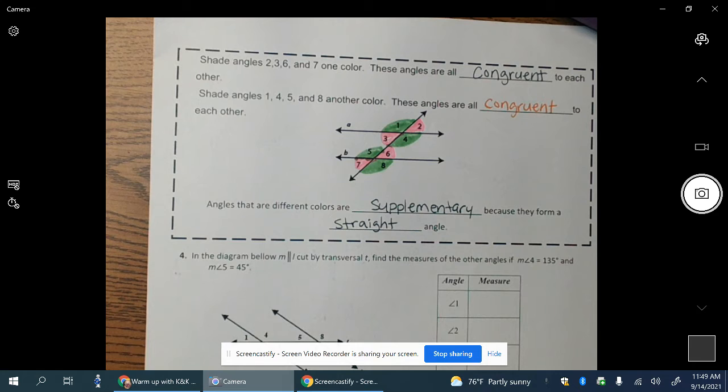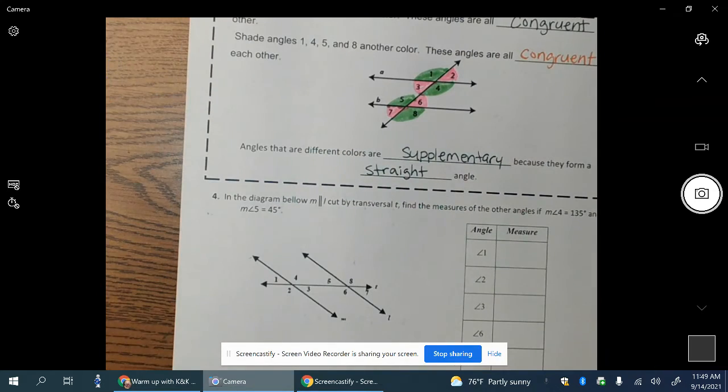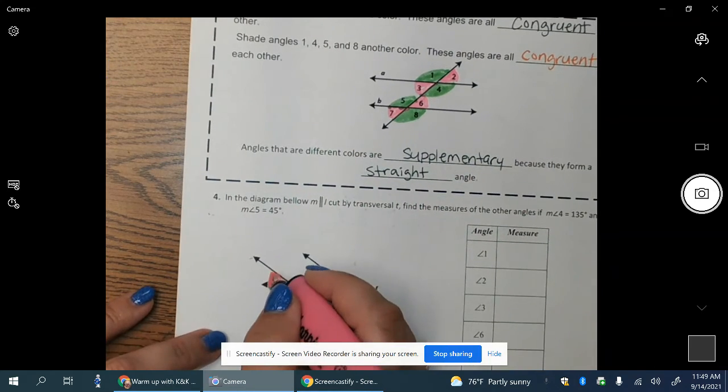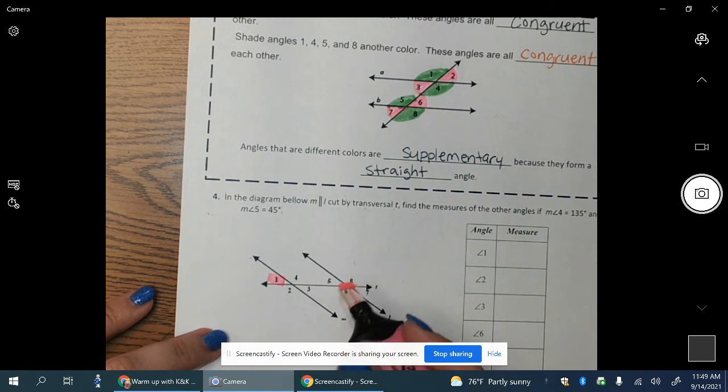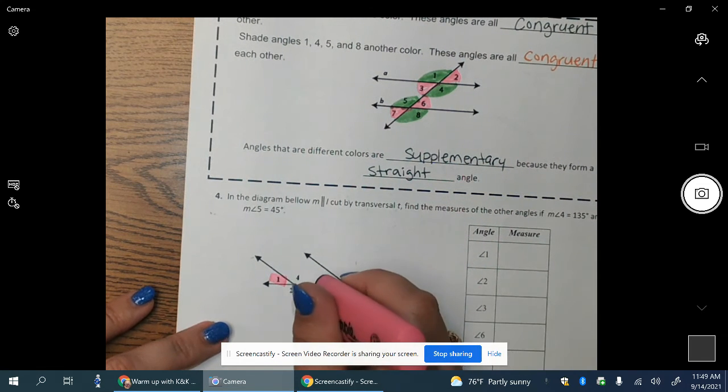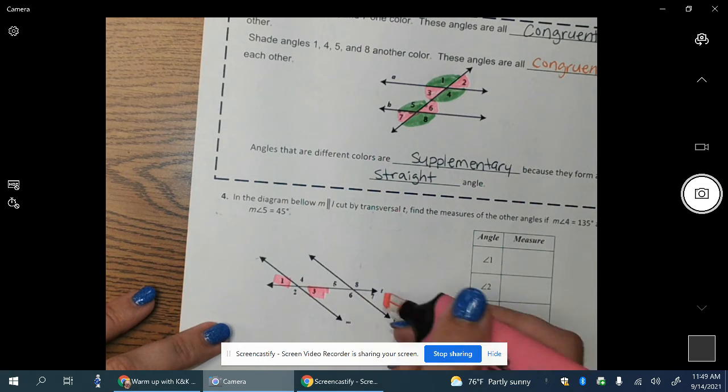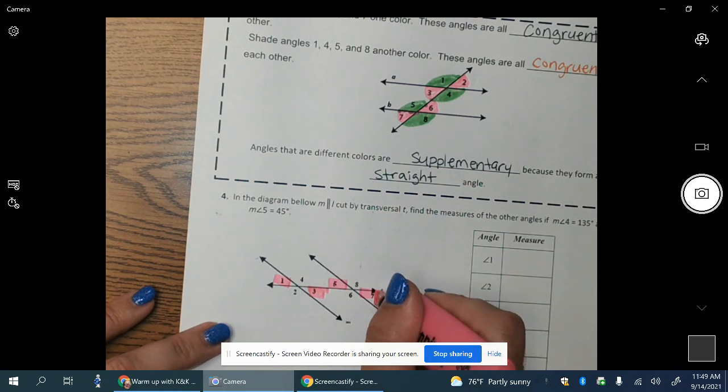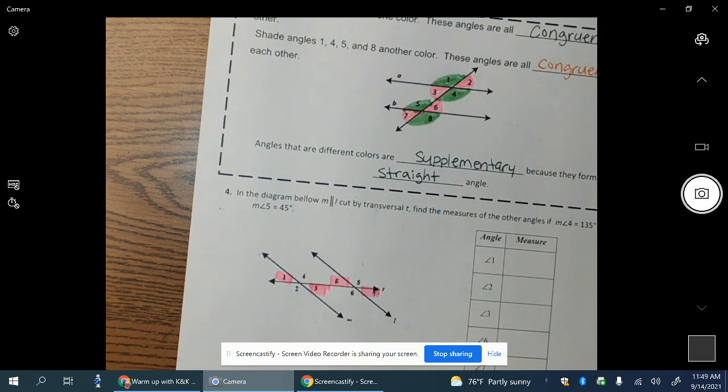All right, so let's see what this looks like in a real world problem. Well, not real world, but a picture problem. Down below, we have two parallel lines, and they're cut by a transversal. Let's just pick angle 1. What other angle is the same as angle 1? Angle 3. What else is the same? 5. What else? 7. Okay? Those angles are all the same.